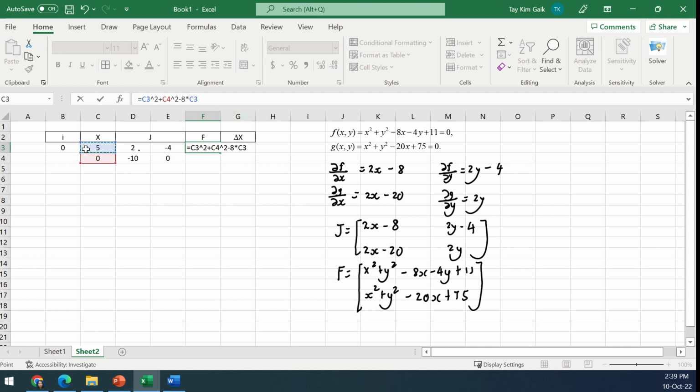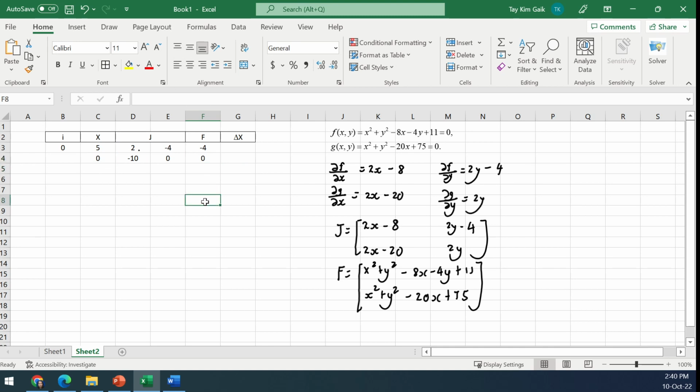X minus 4 times y plus 11. You can check the formula: x squared plus y squared minus 8x minus 4y plus 11. So one done, enter. I prefer to center it. The second element of vector f is x squared plus y squared minus 20 times x plus 75.